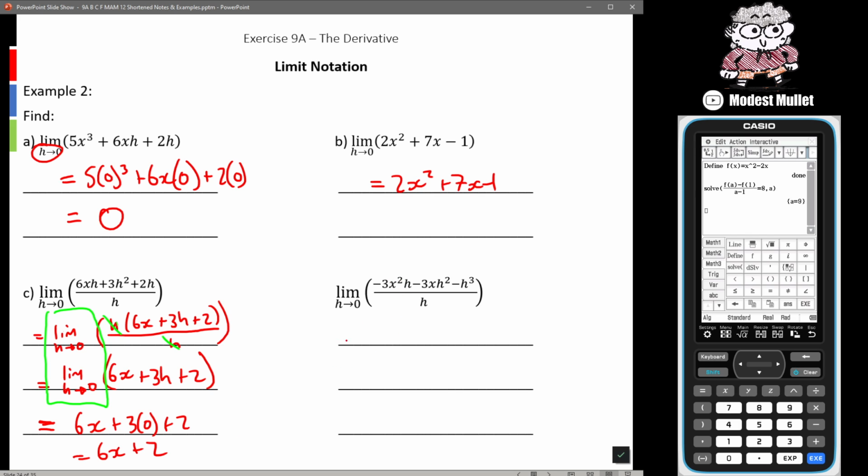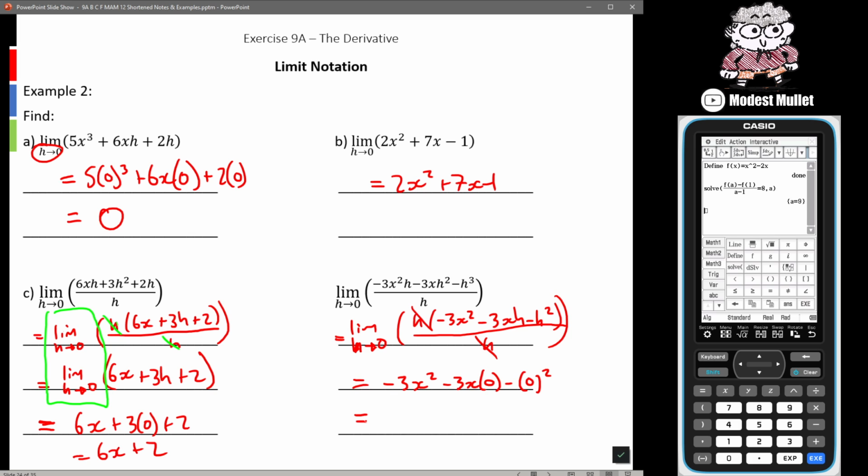Same thing over here, we have to factorize, so this is equal to the limit as h approaches 0 of h times negative 3x squared minus 3xh minus h squared, all divided by h. Cancel. And we can substitute in the 0 where there was an h left over, so we get negative 3x squared minus 3x by 0 minus 0 squared, so that just leaves me with negative 3x squared. All done.